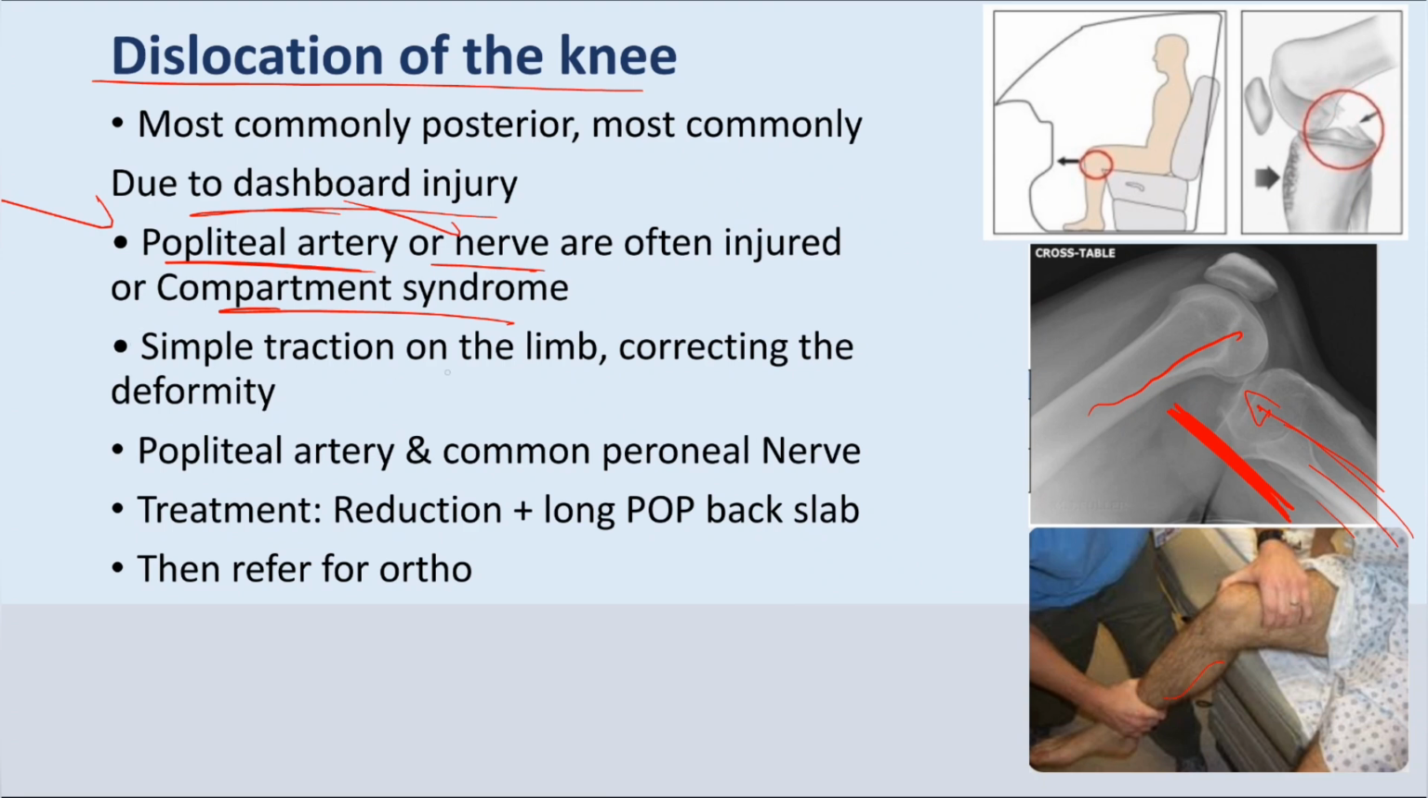Simple traction on the limb can correct the deformity. There is no need for a specific maneuver. Popliteal artery and common peroneal nerve injury may happen during reduction. Treatment involves reduction, a long POP back slab, and then referral to the orthopedic team for surgery or for follow-up.